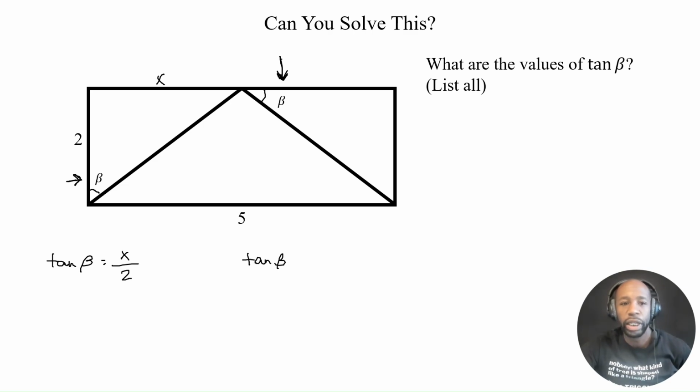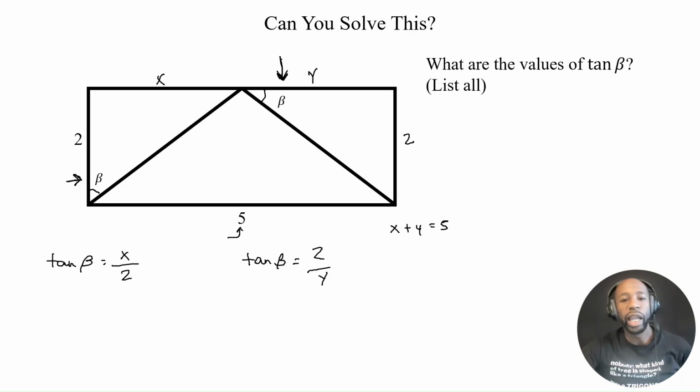Tangent beta equals the opposite side, which is here. So this is also 2 over the adjacent side. So what is the adjacent side? We don't know, so I'm going to call this y, okay? All right. Now, another thing we know is looking at this value right here of 5, we know that x plus y should be equal to 5.